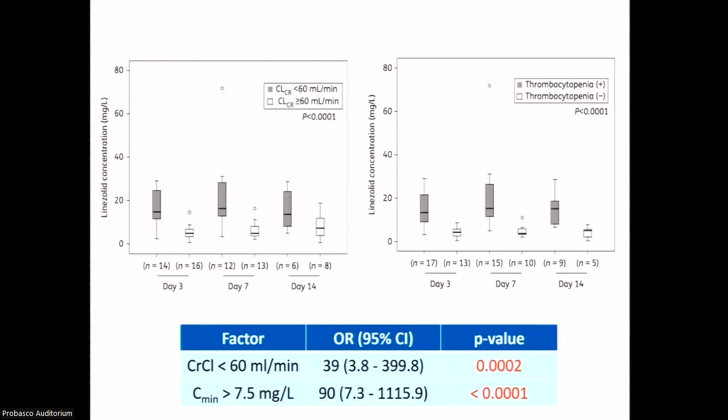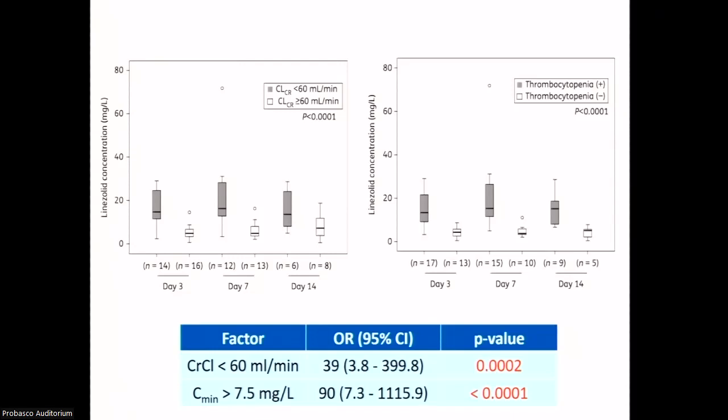And of the 30 patients that they assessed, 17 developed thrombocytopenia. And when we look at these 17 cases, it was found that platelet decrease was more common in patients with high linezolid trough values and those with a baseline creatinine clearance of less than 60. So if we look at the box and whisker plot on the left and the table at the bottom, we can see that patients with renal impairment, again defined as creatinine clearance less than 60, were found to have a significantly higher trough value and frequency of toxicity development.